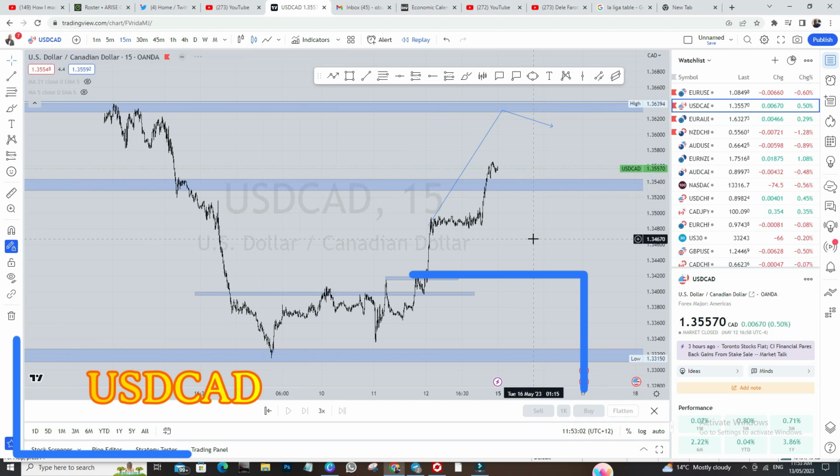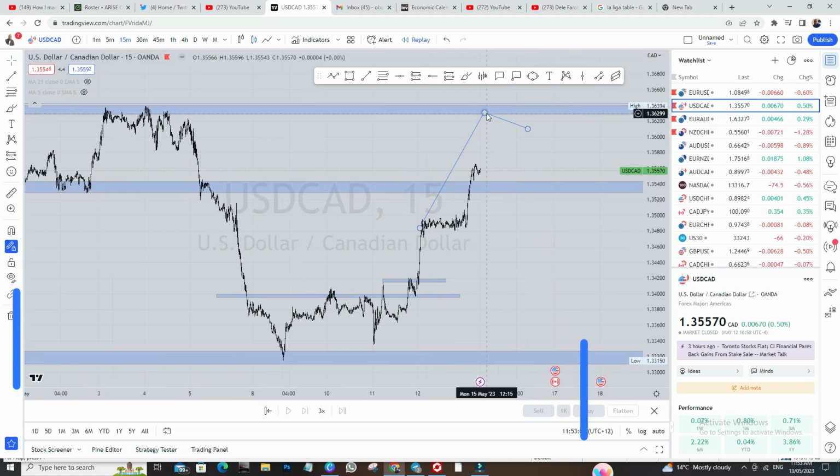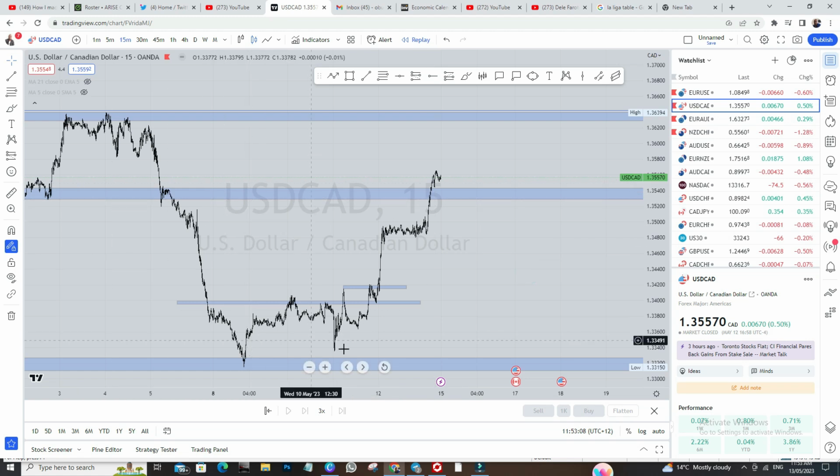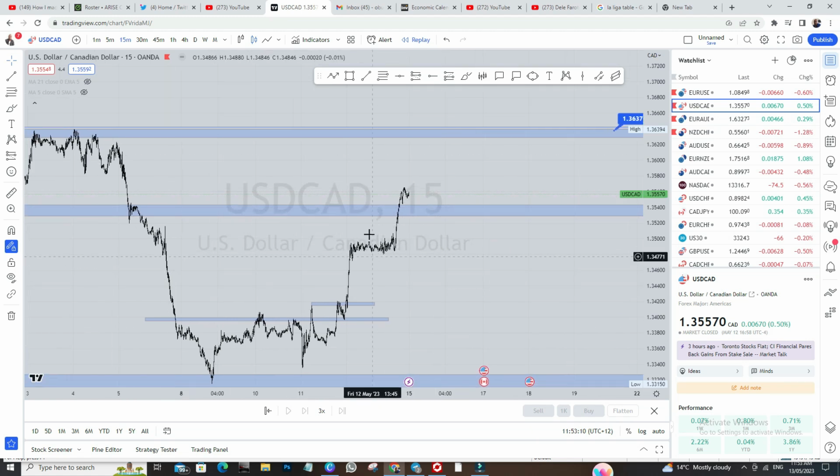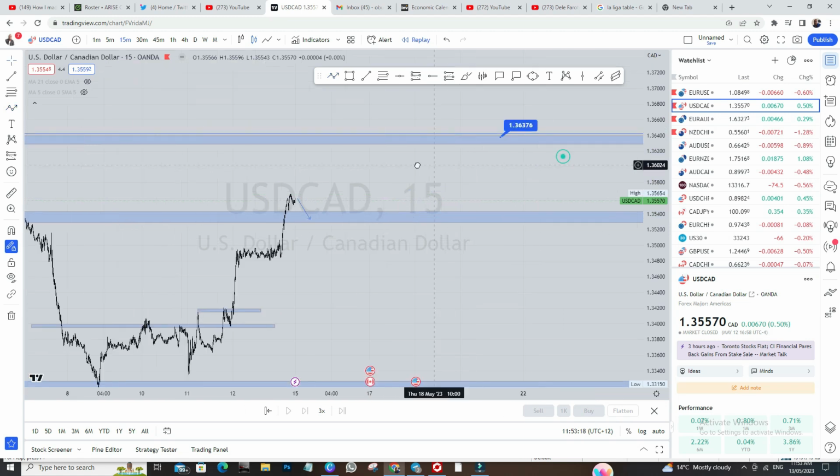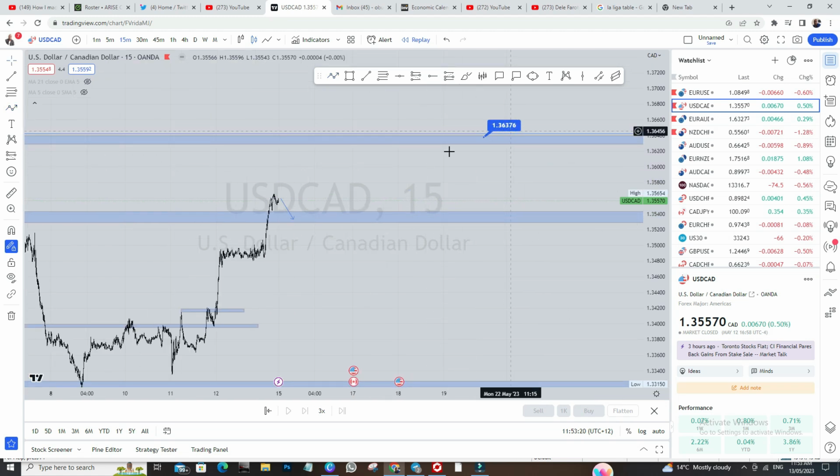Now for USDCAD, I'm looking at USDCAD for next week. My plan is that I've already marked the key levels. This is already a setup. I'm expecting price to come back to retest this level, then begin to push to the upside to head towards this point, the 1.36376 zone.